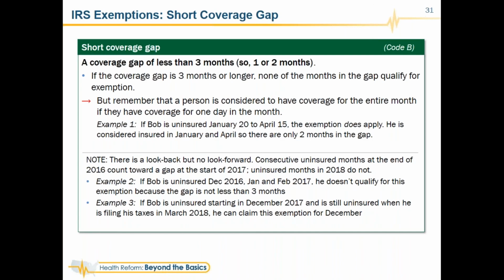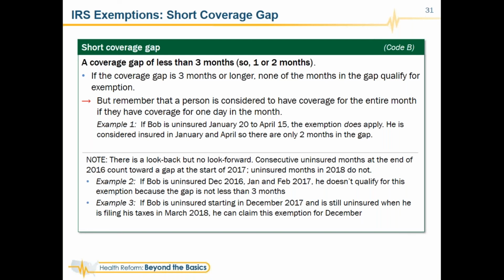The short coverage gap, a short coverage gap is less than 3 months, so really it's 1 or 2 months. If it's 3 months or longer, then none of the months in the gap qualify for the exemption. So you can't say, okay, well, I was uninsured January, February, March, I'll just apply the exemption for January, February. That's not going to work.